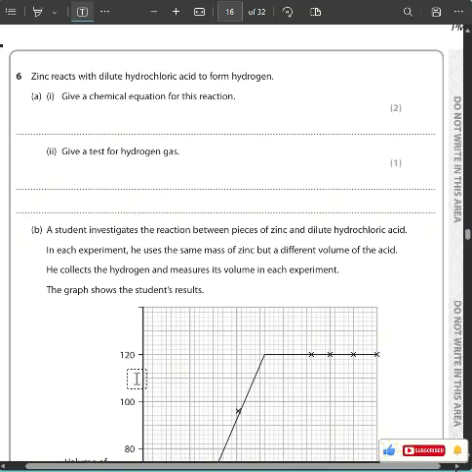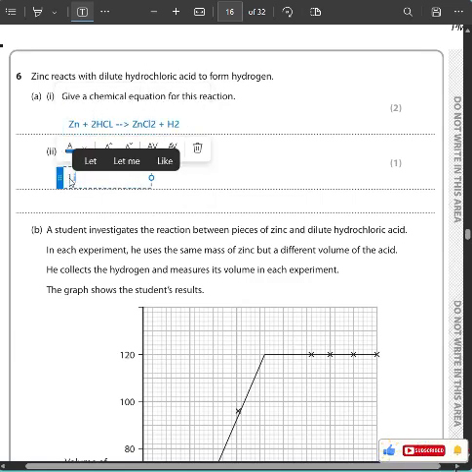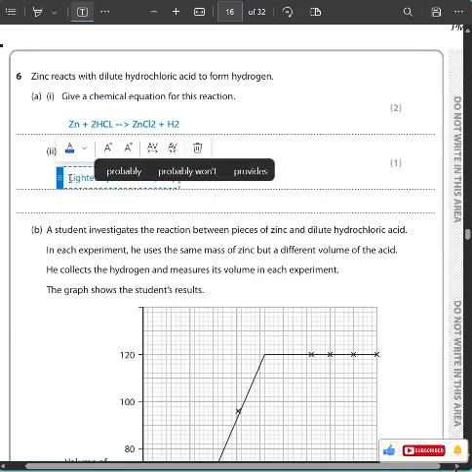Zinc reacts with dilute hydrochloric acid to form hydrogen. Give the chemical equation for this. Okay, zinc plus 2HCl produces zinc chloride plus hydrogen gas. Give a test for hydrogen gas. It is a lighted splint, and it produces a squeaky pop.